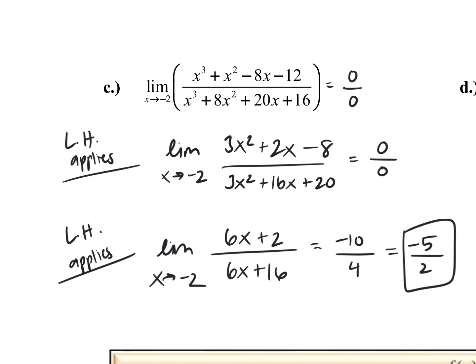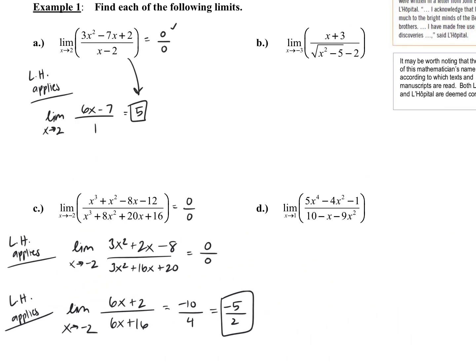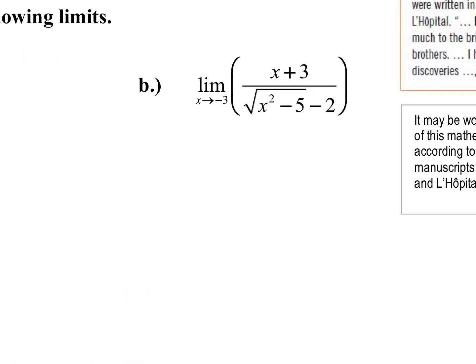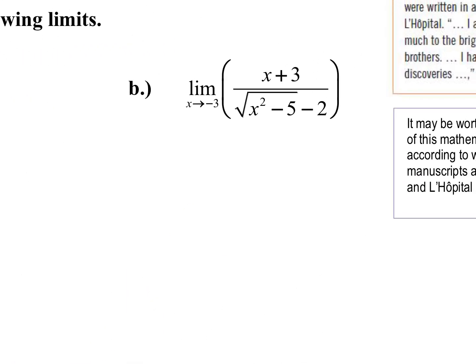All right, last one that I want to do on this page is letter B. Okay? So go ahead and try out letter B for me. Be careful when you're taking the derivative of the denominator because I've got a square root there. So what are you going to have to do? You're going to have to do your power rule and chain rule on that. Okay, so try out letter B.